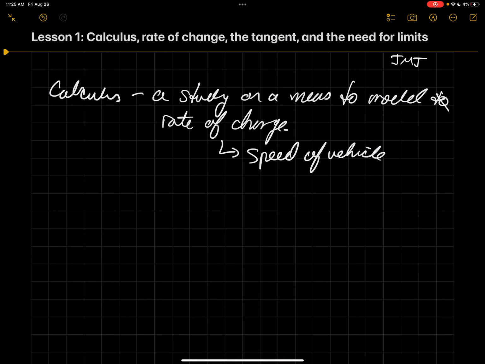Literally every physical phenomenon in nature involves some sort of rate of change. And so calculus is an extremely important mathematical study and, on a practical level, a mathematical tool that allows us to understand, model, and, in the ultimate goal, predict the rate of change of a certain physical phenomenon. So calculus and rate of change in some respects are synonymous with each other. When we speak of calculus, we're really speaking about the rate of change or the change of something.